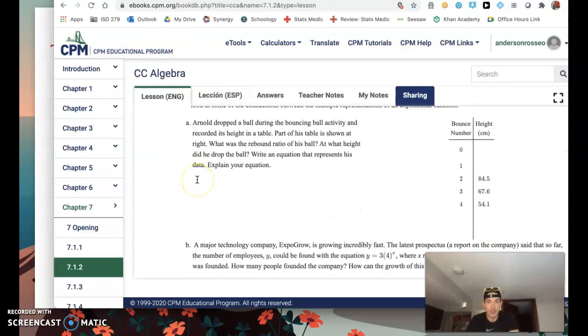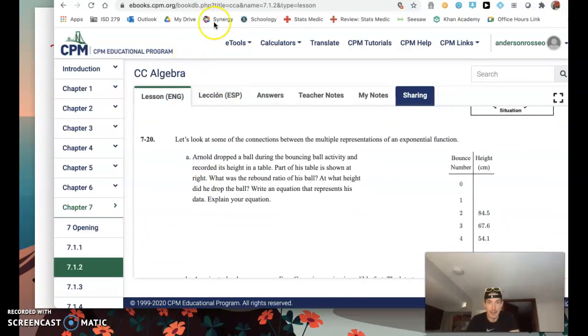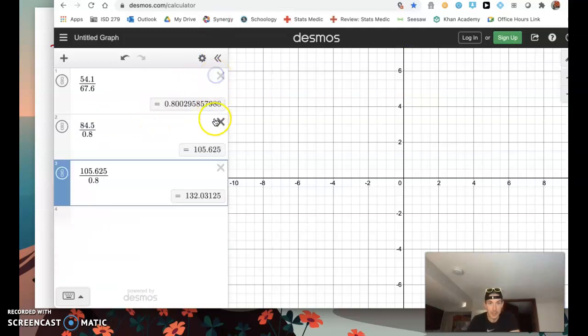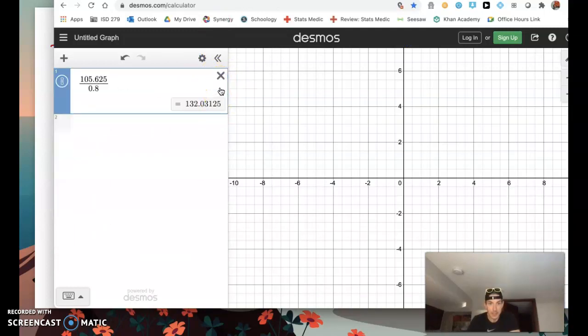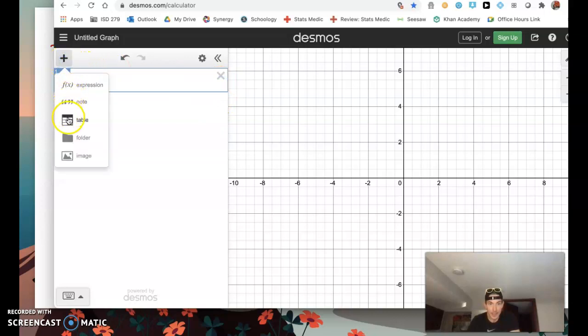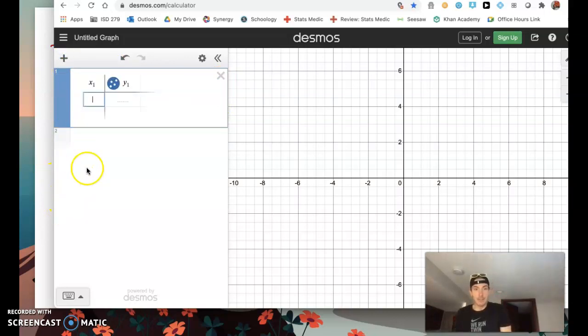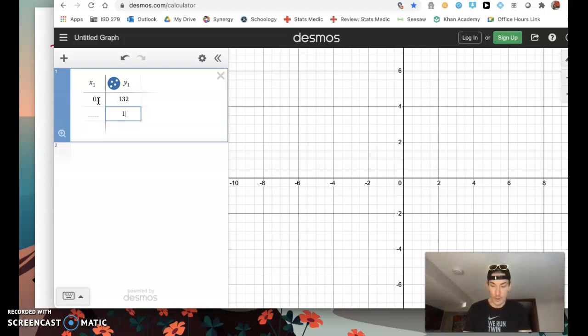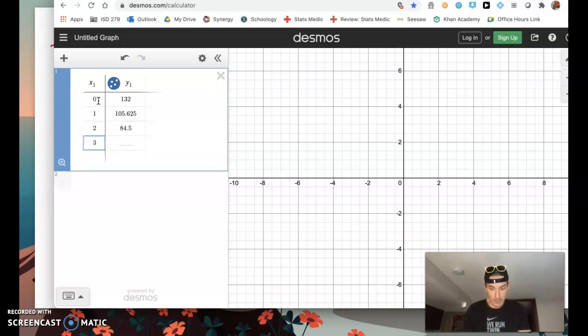So I can just scroll down here and I've got that thing graphed. And one more time, I can just go to Desmos. I'll clear these things out because I don't need them. I'll add, very quickly, a table. And actually, we've got time. I can do this quickly. 132, 1, and 105.65, and 2, and 84.5, and 3, and 67.6, and 4, and 54.1.